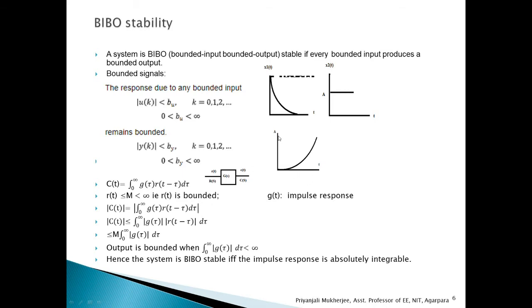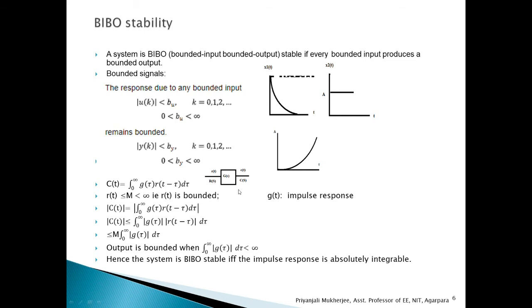Unbounded means the output or the input, whatever it is, increases with respect to t. That means as t increases, it goes to an unbounded condition. There is no boundary within this response. So these two can be used as examples of bounded input, and this can be used as an example of unbounded input or unbounded output.